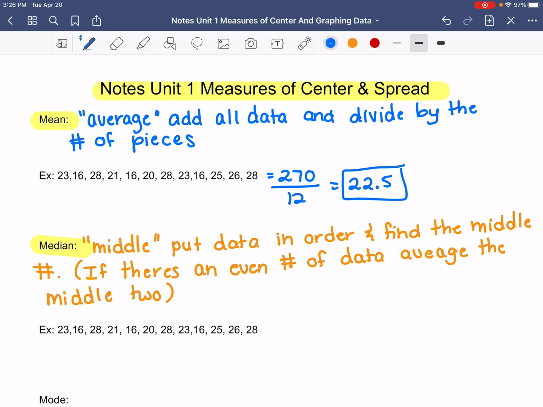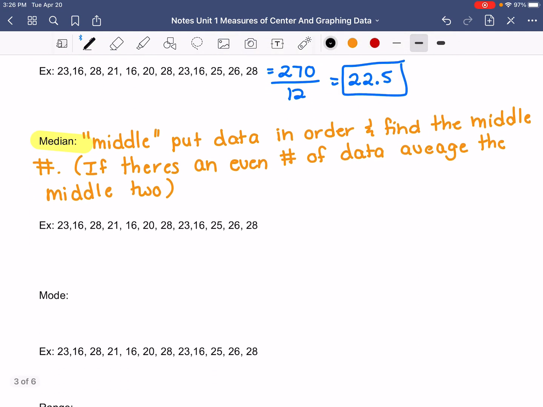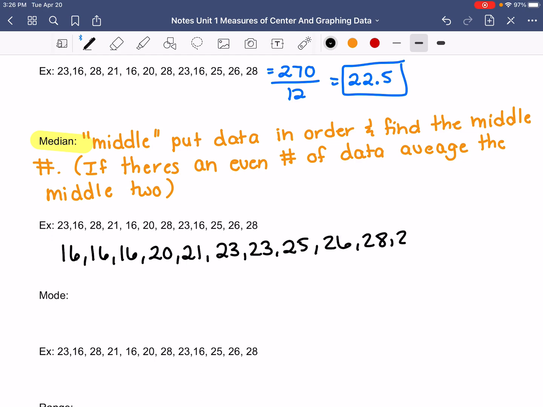So first thing we're going to do is go ahead and put them in order from smallest to biggest. So it's the same numbers we had before. So there's 3 16s, a 20, a 21, there's 2 23s, a 25, a 26, and then 3 28s. Sure, I got them all. 1, 2, 3, 4, 5, 6, 7, 8, 9, 10, 11, 12. Okay, so if there was 5 pieces of data, the third one would be in the middle and there'd be 2 on each side. But when there's an even piece of data, like 12, there's 6 on each side.